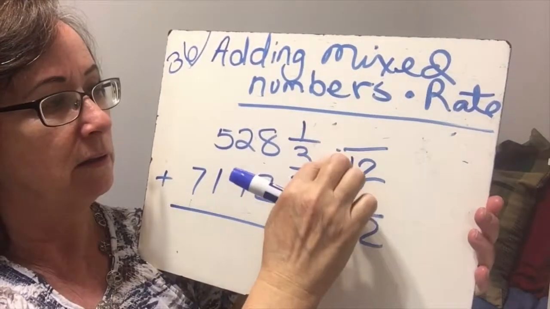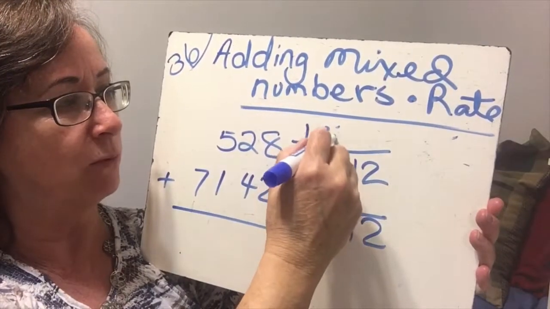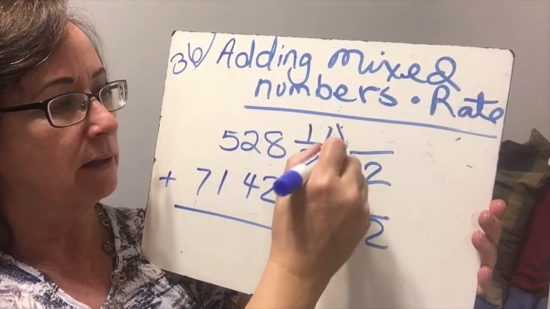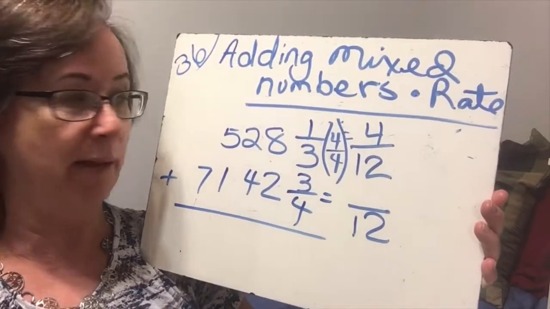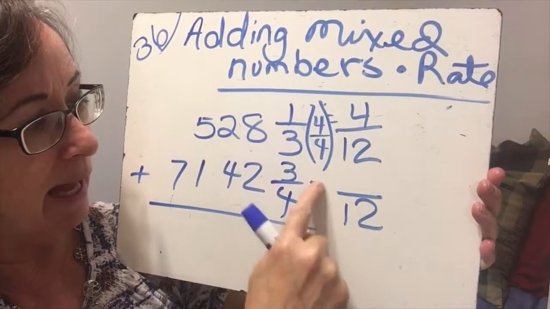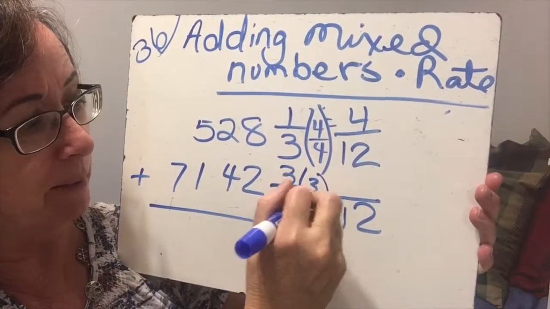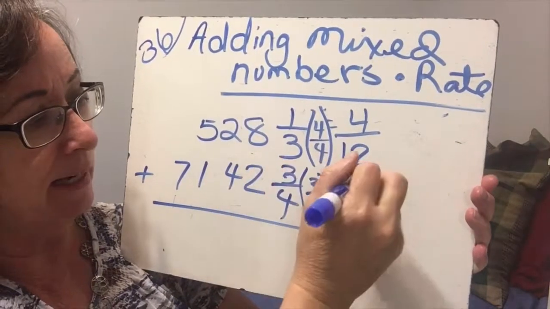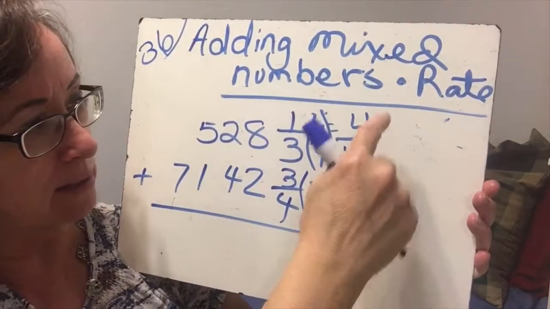Now, 3 times what is 12? Well, I need a 4 over a 4. And I wind up with 4/12, and 4/12 is the same thing as 1/3, isn't it? So then on the bottom, I'm going to multiply the 4 by a 3, but I'm going to make it 3 over 3, 9/12. Okay, so now we're going to add the fraction parts.